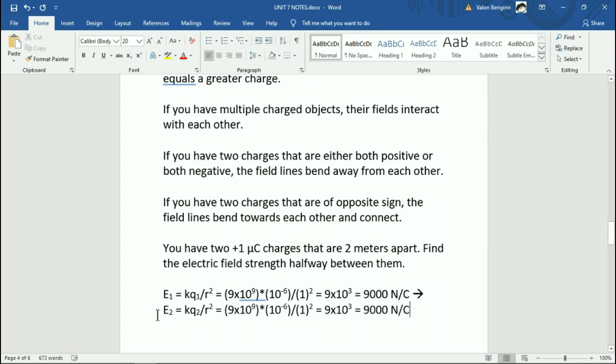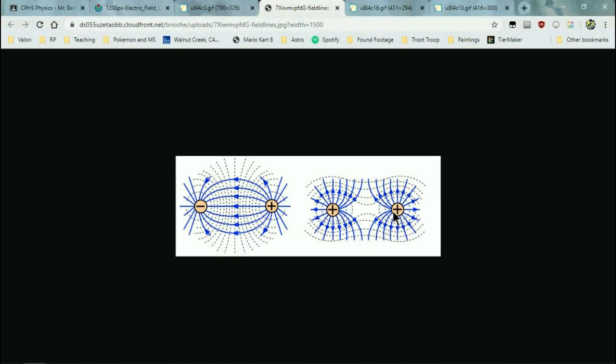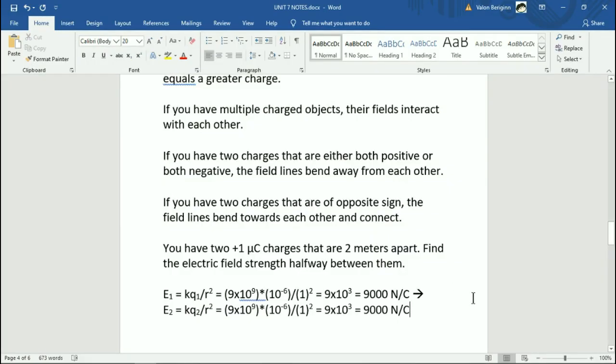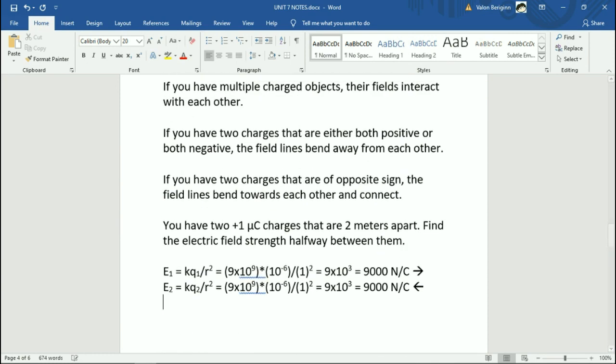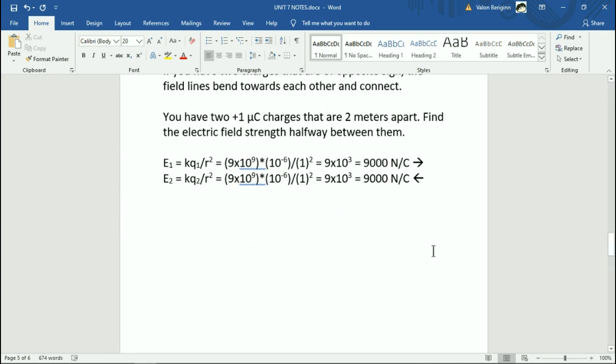But now, this charge is the one over here, and we're again here. So which direction is the field from this one? To the left. That's to the left. Okay.